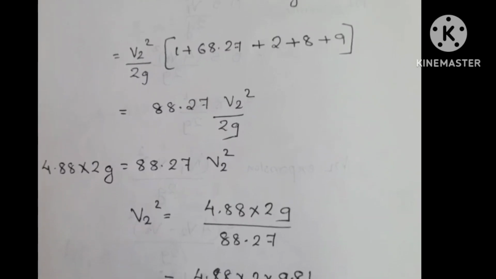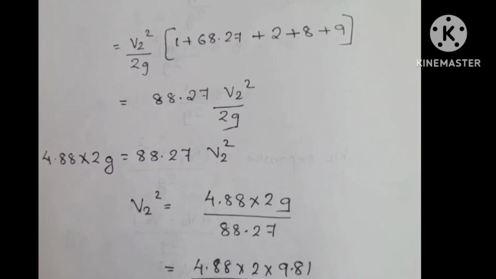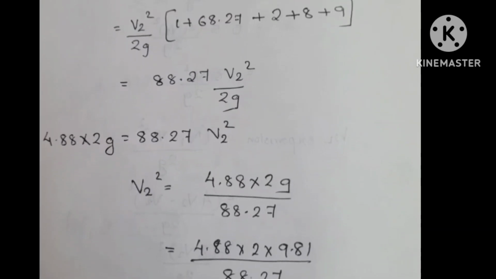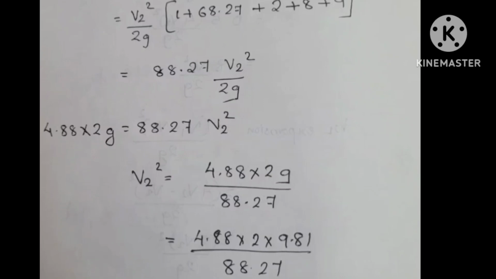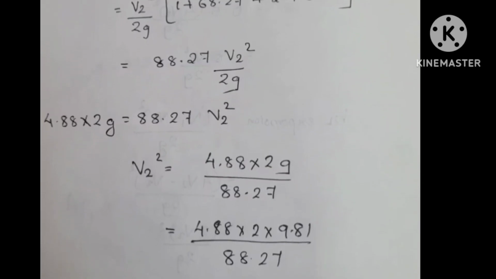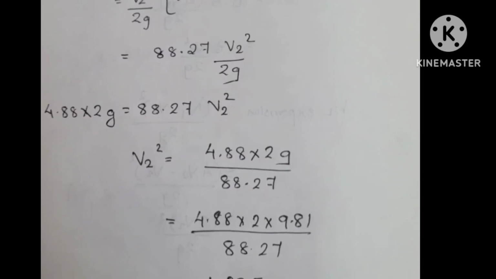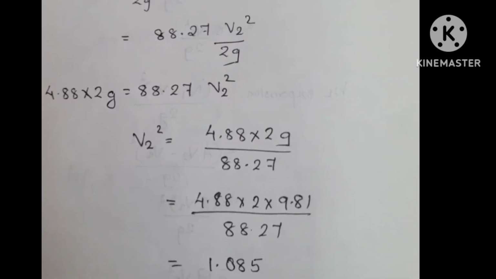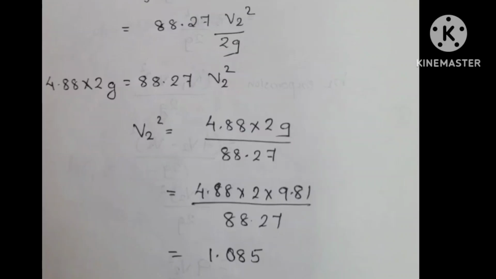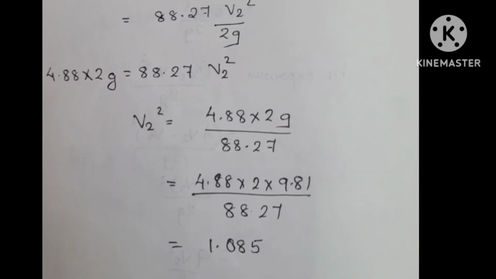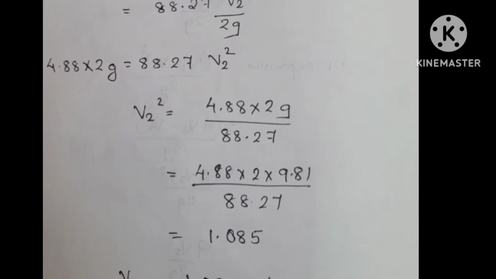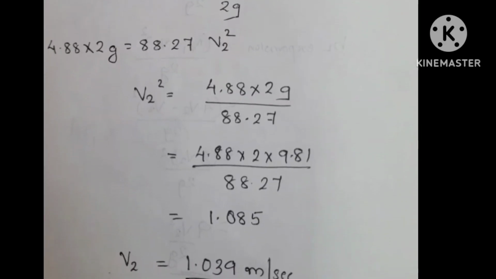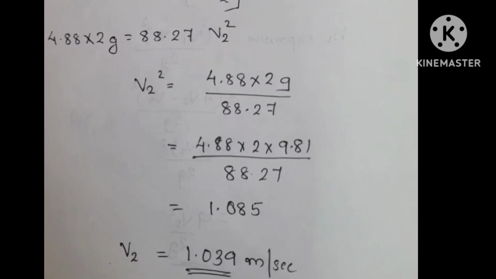In all terms V2 square by 2G is common. By taking V2 square by 2G outside, we get 1 plus 68.27 plus 2 plus 8 plus 9. On solving we get 4.88 is equal to 88.27 V2 square by 2G. On solving we get V2 square is equal to 1.085 and V2 is equal to 1.039 meter per second.